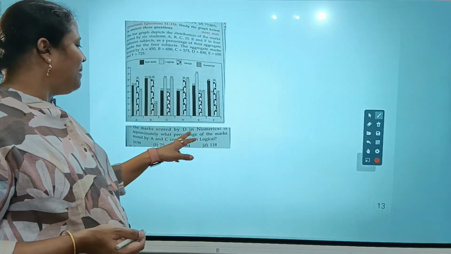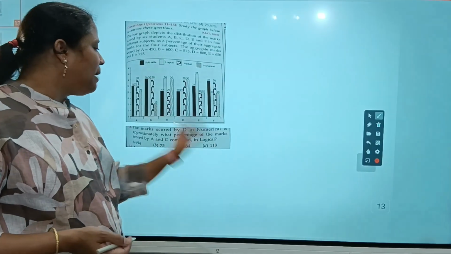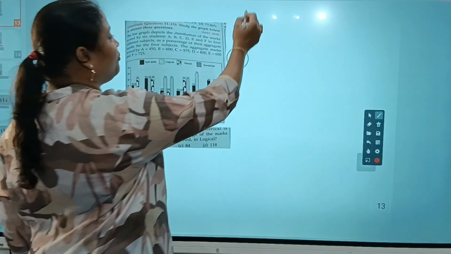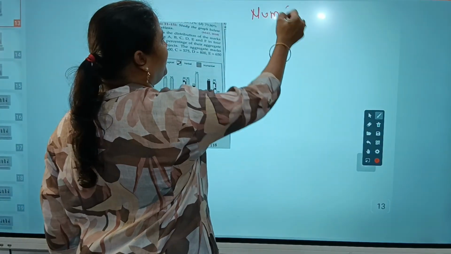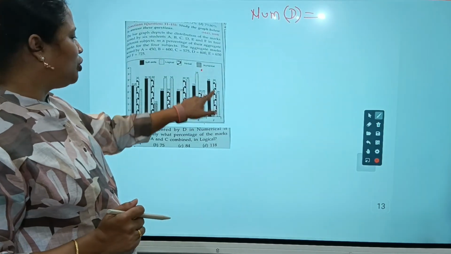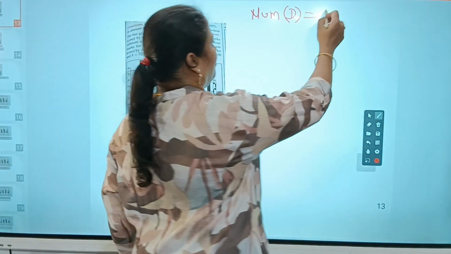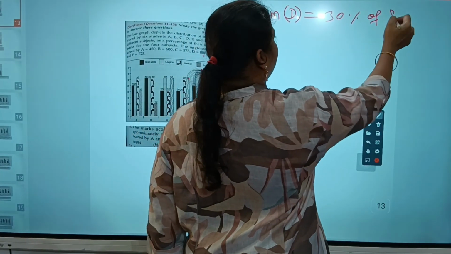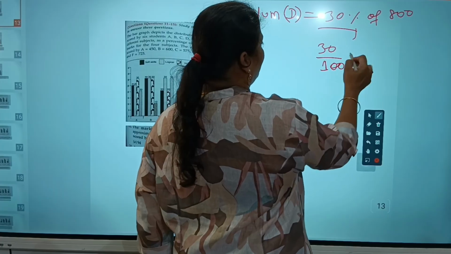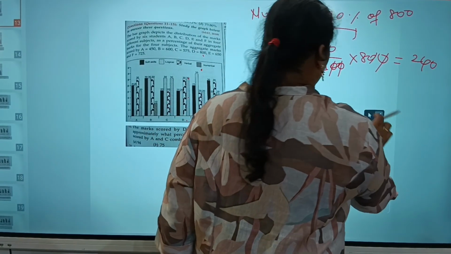The marks scored by D in numeral is approximately what percentage of marks scored by A and C combined in logical? Marks scored by D in numeral. We have to find out numeral marks of D. So numeral means this fourth column. D numeral is 30% of 800. 30% of 800 means 30 by 100 into 800. 0, 0, 0, 0 cancel. It is coming 240 marks.